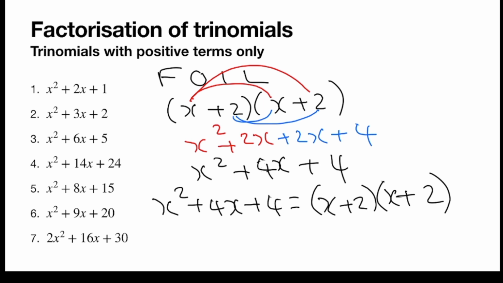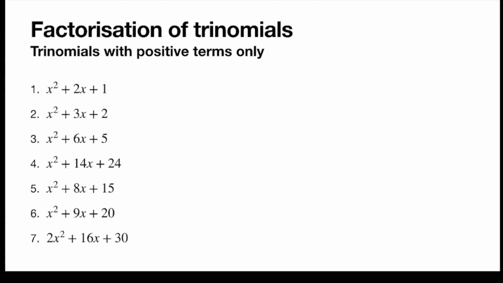In this example, do you notice that this x squared here is actually the result of these two multiplied by each other? We are going to be reversing this, remember? And then also the 4 that we get there is the result of taking this 2 and multiplying it by the other 2. All right, so let's look at how we answer number 1.